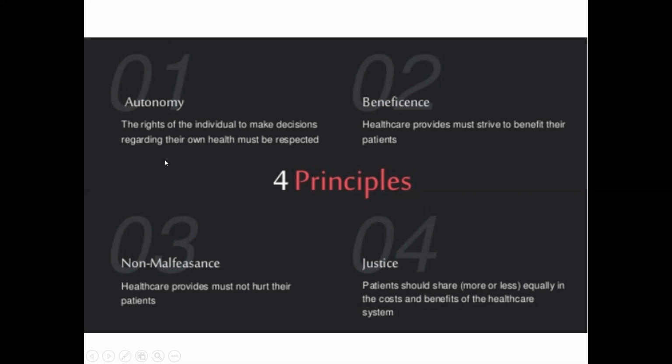First is autonomy. That means the right of the individual to make decisions regarding their own health must be respected. The first and foremost principle of bioethics is that you have to respect the decision regarding their own health. Suppose you are suffering from some disease, you have the right to say what treatment you should be given. That is your autonomy right. Being a patient, the individual has the right to make their own decision regarding their health.